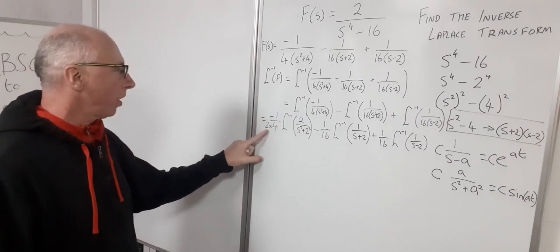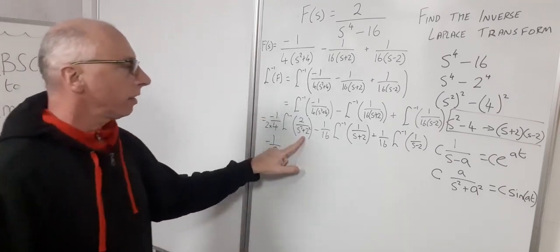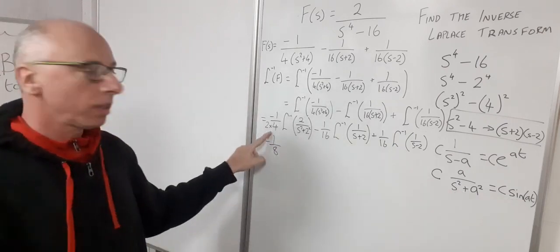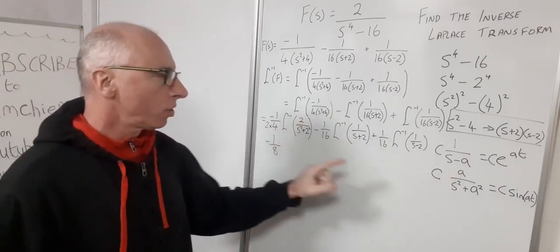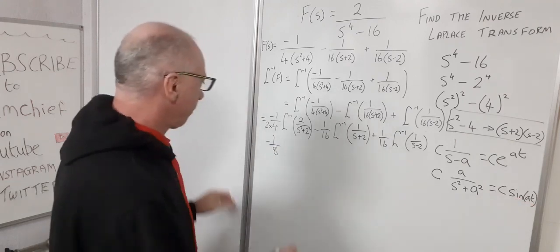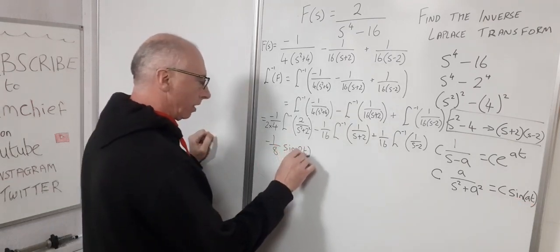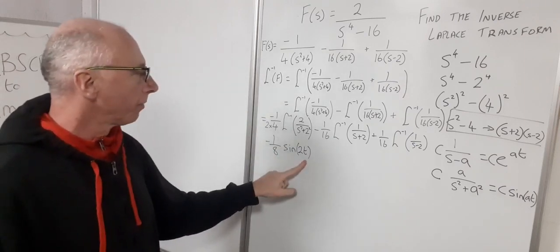So we've got minus 1 over 8. Now this is in the format that we wanted. So we've got c, our constant, is minus 1 over 8. Our a, we now have as 2. So we've got sine of 2t. So we can write that in that kind of format. So let's put our input for our sine function there as 2t.